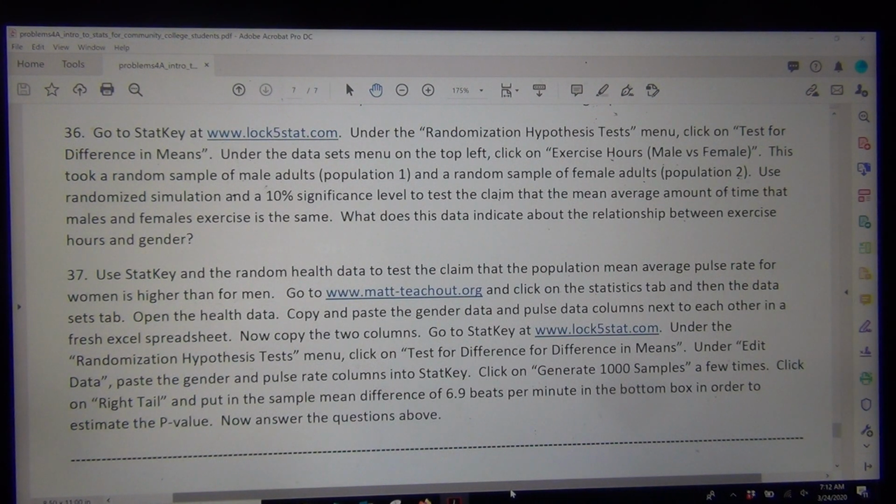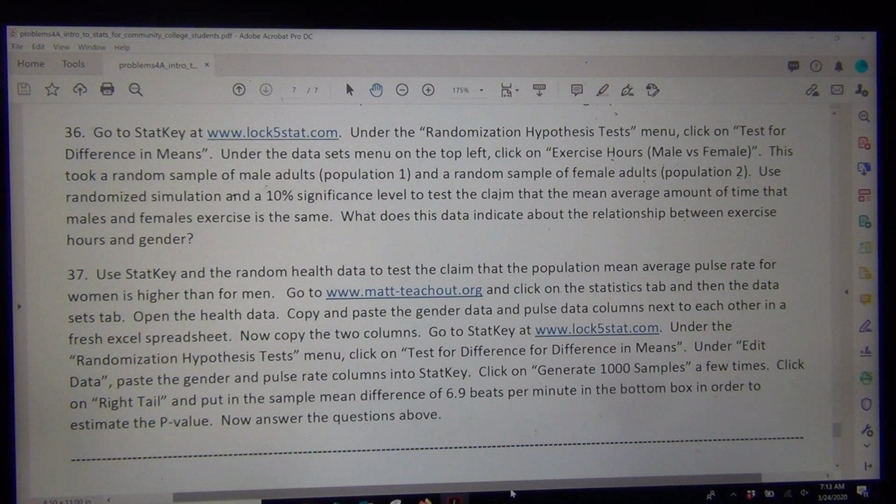So this is again using a randomized simulation for a two-population mean hypothesis test. So let's read it. Number 36 says, go to StatKey at lock5stat.com. Under the randomization hypothesis test menu, click on test for difference in means. Under the datasets menu at the top left, click on exercise hours.